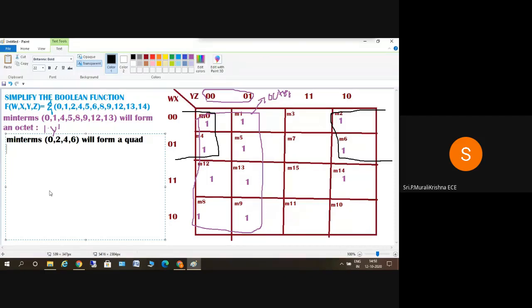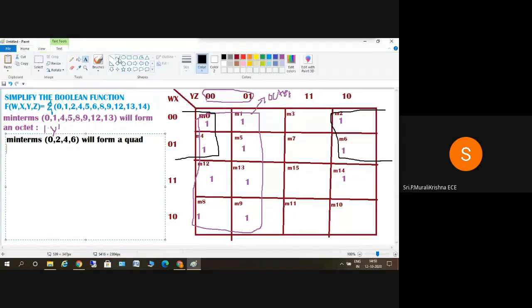Okay, so this quad, so check this quad here. So check the row term here. So these two are the rows here. So what are the rows here? So quad will eliminate two literals. Okay, so row term is this one here. So this W bar X bar plus W bar X. So if I take W bar as common, so X will be eliminated here. So the term from the rows is W bar.